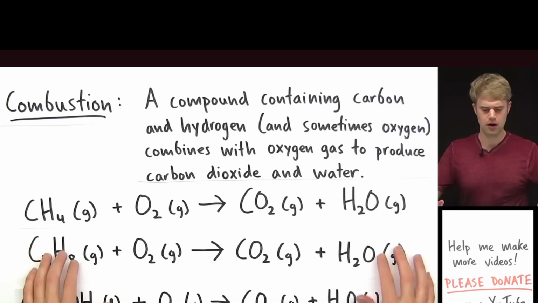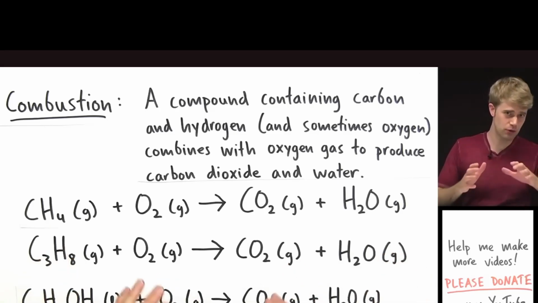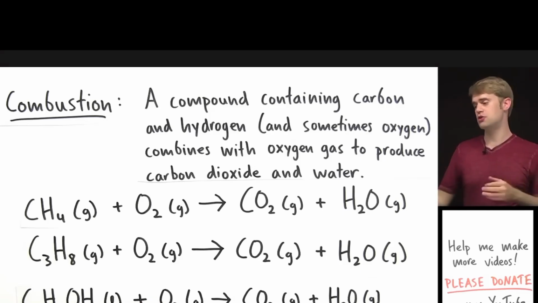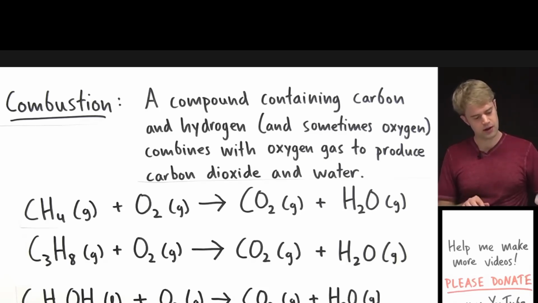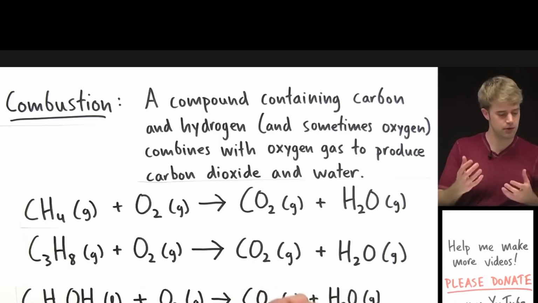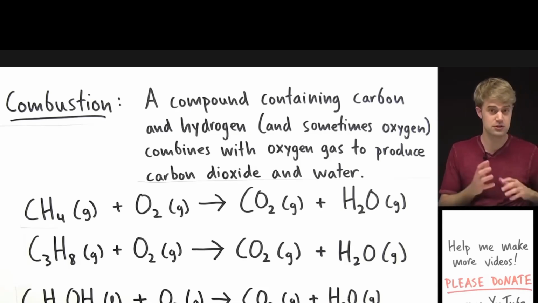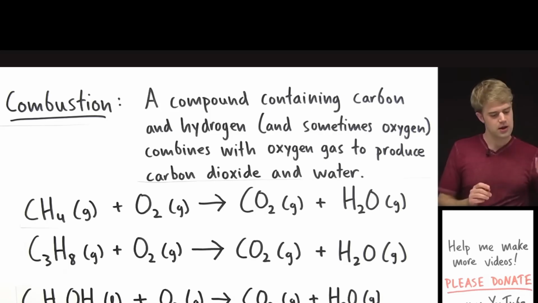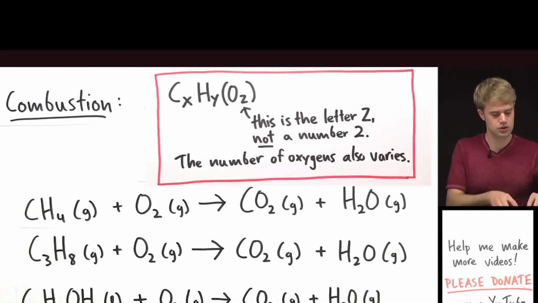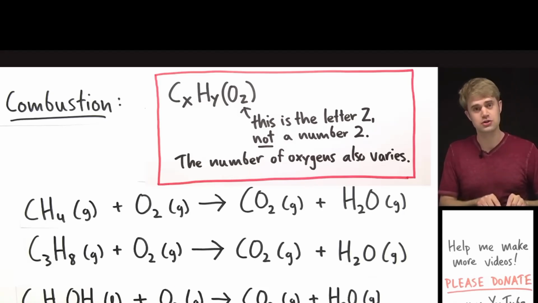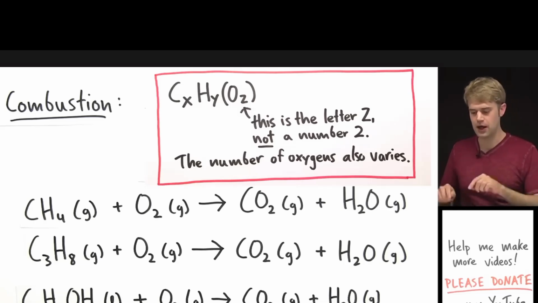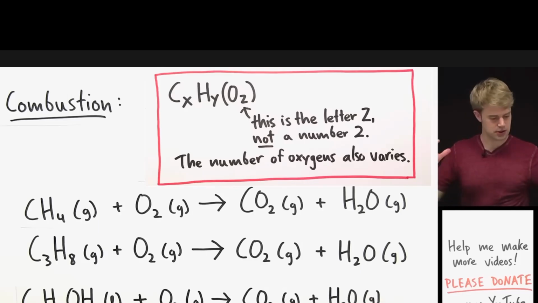So if we wanted to come up with a general way to write the formula for a combustion reaction, it might look a little bit like this. We start out with something that has carbon and hydrogen in it. And we can have different numbers of carbons and hydrogens. So that's why I put this X and Y here, because the number of carbons and hydrogens varies, and it doesn't really matter either. Sometimes the compound has oxygen in it, which is why I put the oxygen here in parentheses. We take this compound, it combines with oxygen, and it produces carbon dioxide and water. So this here is the generic general equation for a combustion reaction.